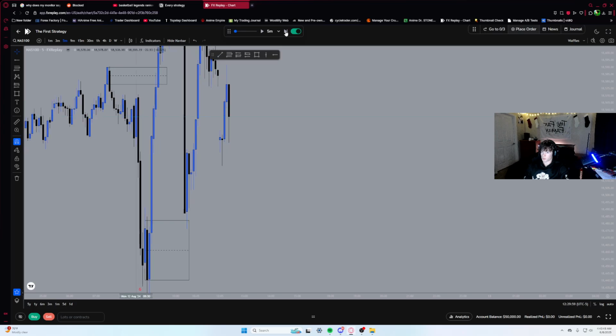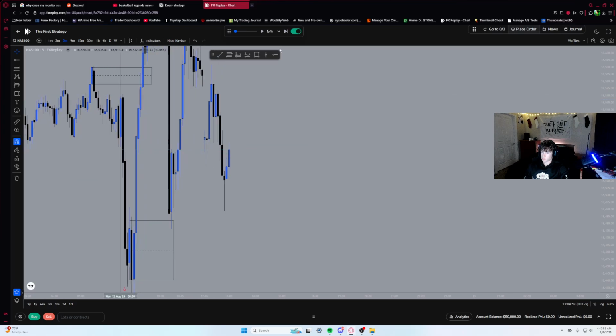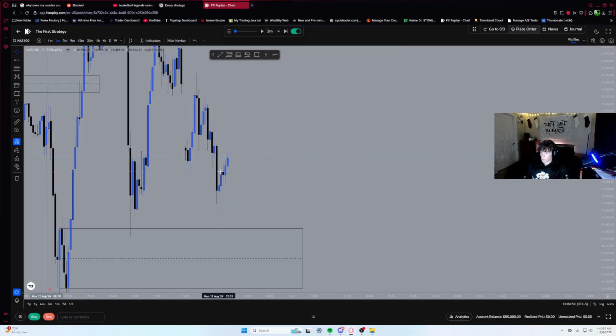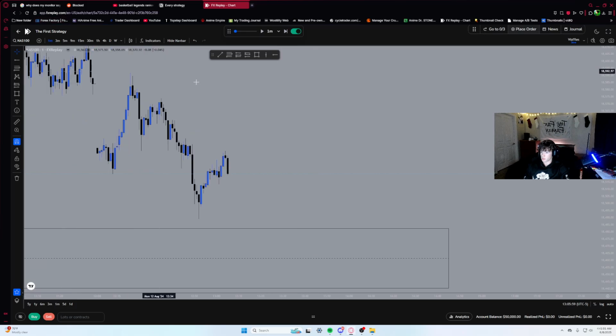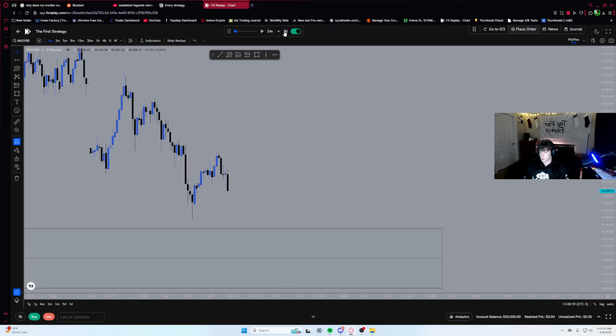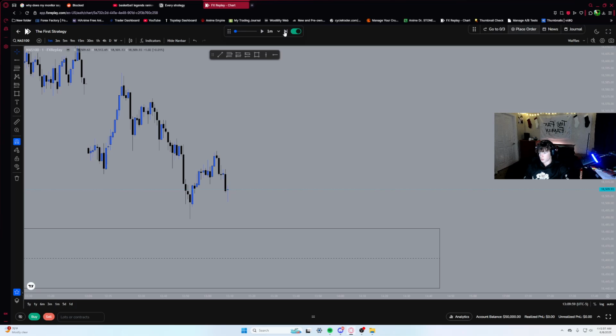Alright, market open. Fails to create a lower low. We have a low probability order block on the 3 minute. Retraces back to it. Let's see what happens. Nothing. Alright, high probability order block retracement. I see a reaction.